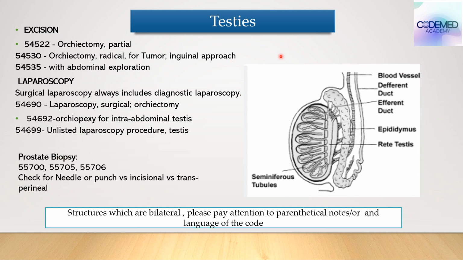Now remember, whenever the structures are present bilaterally, one must pay attention to the parenthetical notes or the language of the code, because if the language of the code does not use the word unilateral or bilateral, then we may have to use the modifier 50. Then the orchiectomy procedure can be carried out with the help of laparoscopy, and for that we have a separate code. And always remember, the surgical laparoscopy includes the diagnostic laparoscopy. So this is all about the testes.